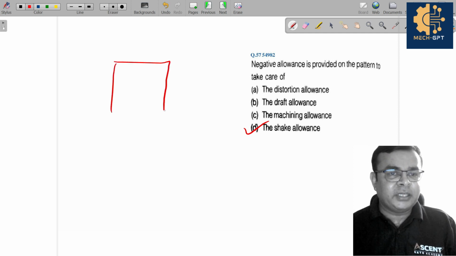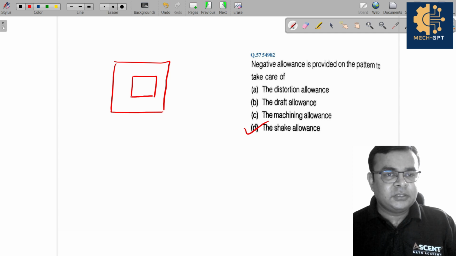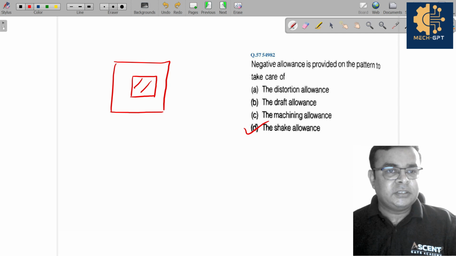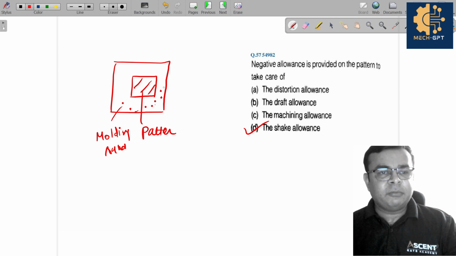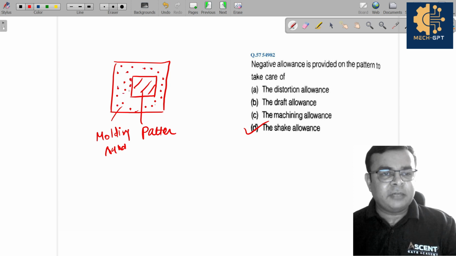a mold, this is the top view, correct, and this is the mold cavity, mold box, and this is a pattern. Correct? This is a pattern. Is it clear? Pattern. And obviously, when you perform ramming action, then due to ramming action, what will happen? Some of the sand may stick on the surface of the pattern.